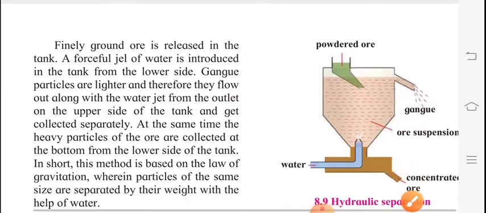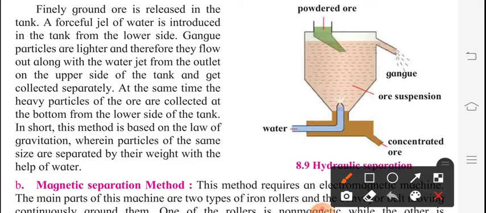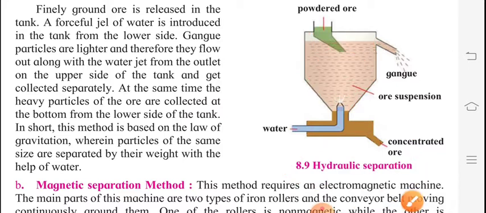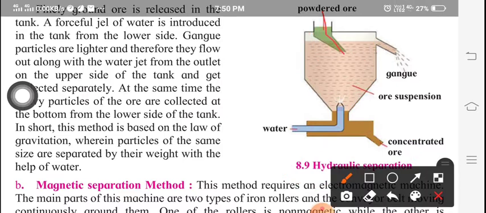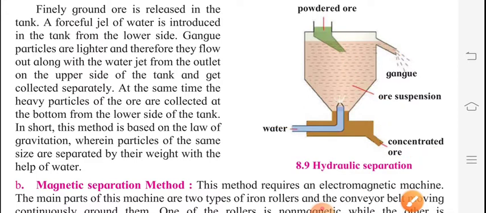Let's go ahead with the diagram for the same. So this is the arrangement for the hydraulic separation method. This is your tank. In this tank, water and powdered ore are inserted this way, and water enters at the lower way. The gangue particles are coming out. This is the ore suspension, and this one is the concentrated ore which we need.